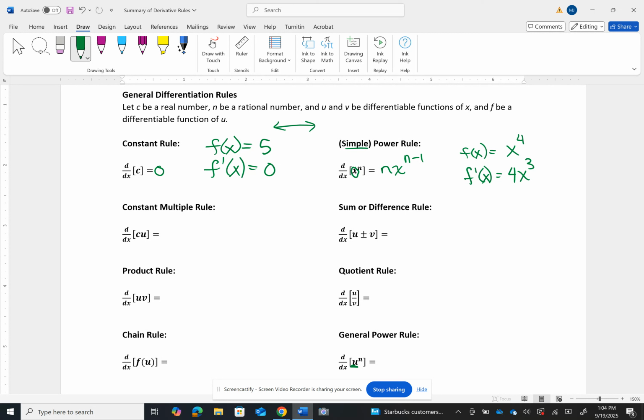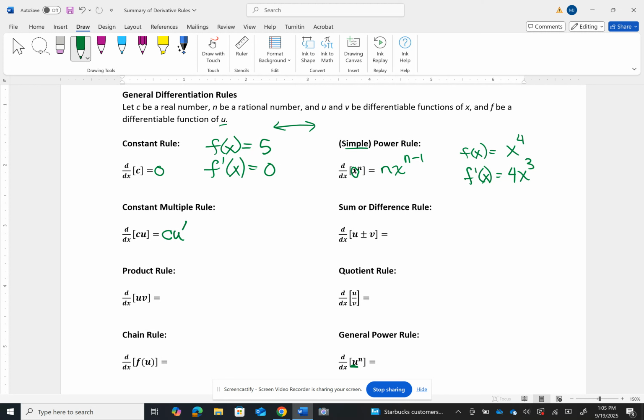Now the constant multiple rule is good to know. What it tells you is that you can just wind up bringing the constant along when you're doing the derivative of some number times u, where u is some kind of differentiable function. So u might be something like x squared. Then you can just carry that constant along, and then just do the derivative of u.